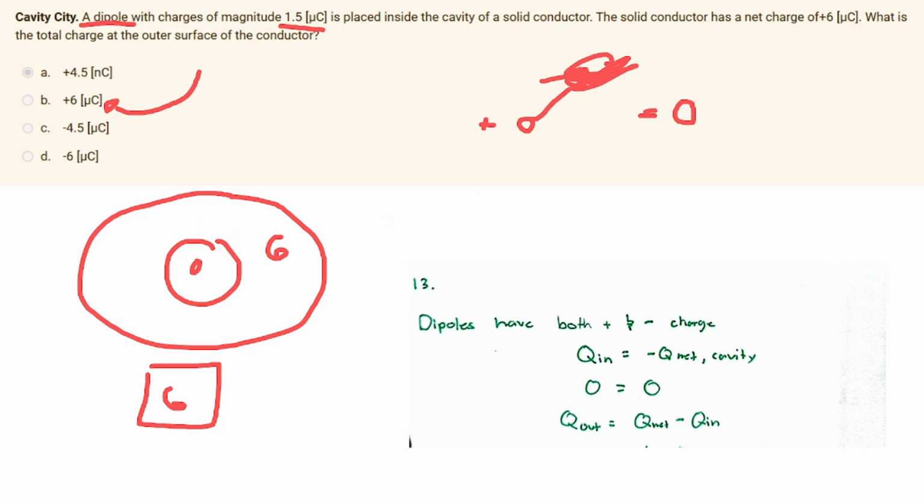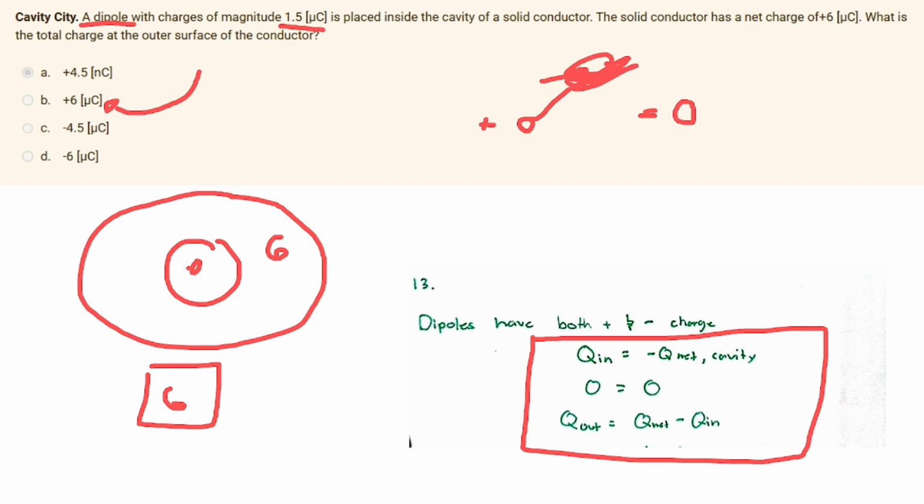What if it was just a normal point charge? Then we should use this equation: the Q in, so for example, let's say positive 1, equals negative Q net of the cavity. So if positive 1 was inside, then the Q on the inside of the shell is the negative of the Q net. So negative 1 is on the outside of the shell.